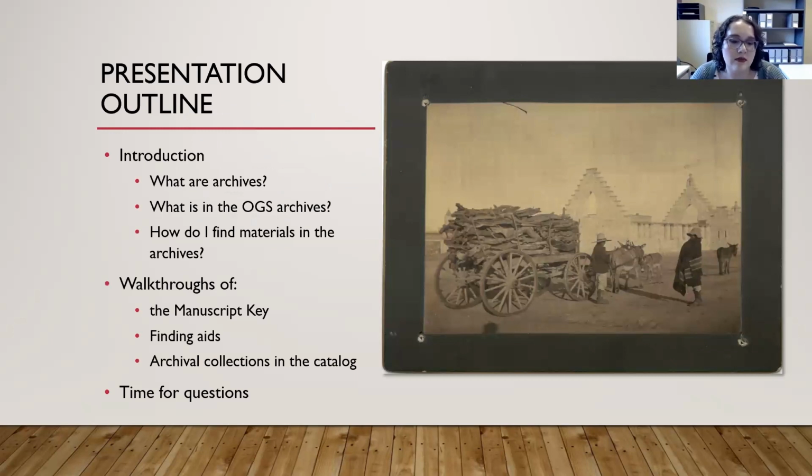Just some brief introductory material. What are archives in general? What does OGS have specifically? And then also, how do you find those materials in OGS's archive? Then the second half of this presentation will be a walkthrough of the manuscript key, some finding aids, and then we'll also show you how archival collections display in the catalog.